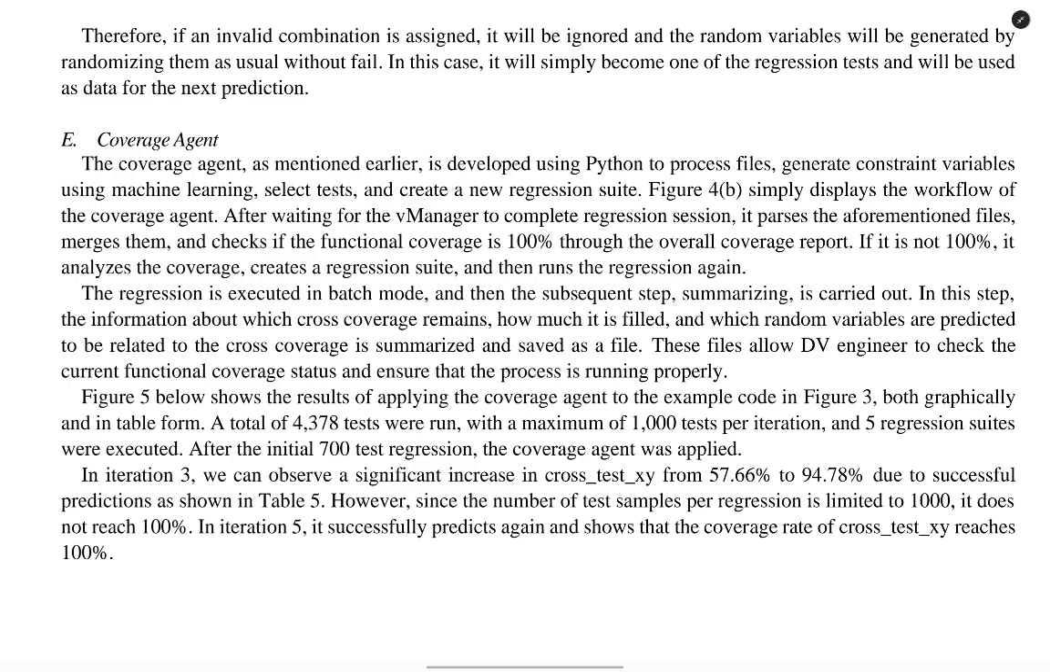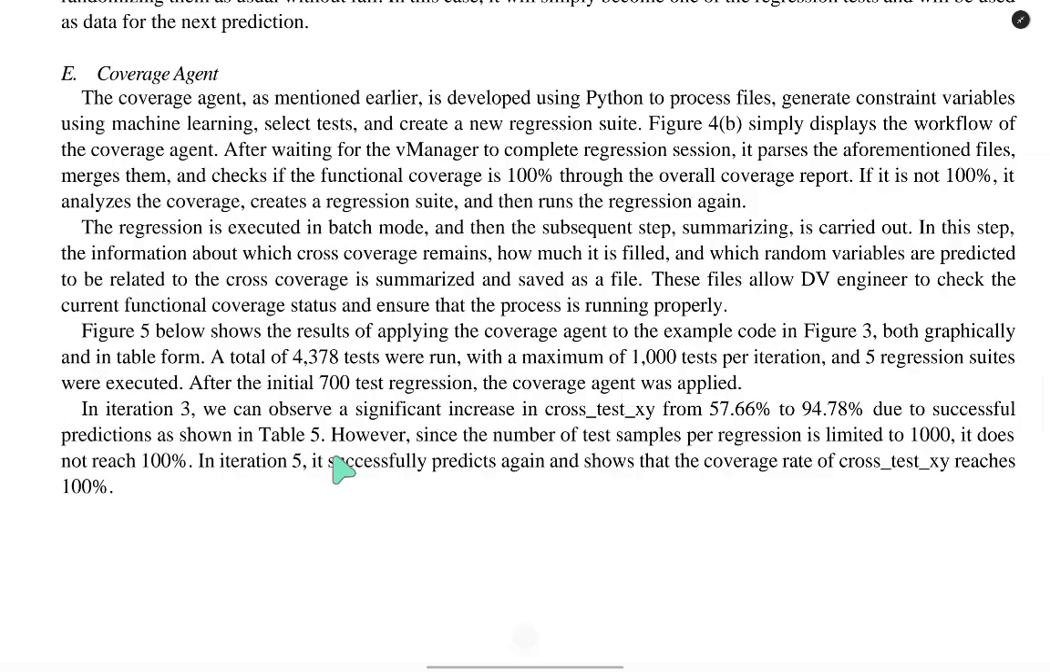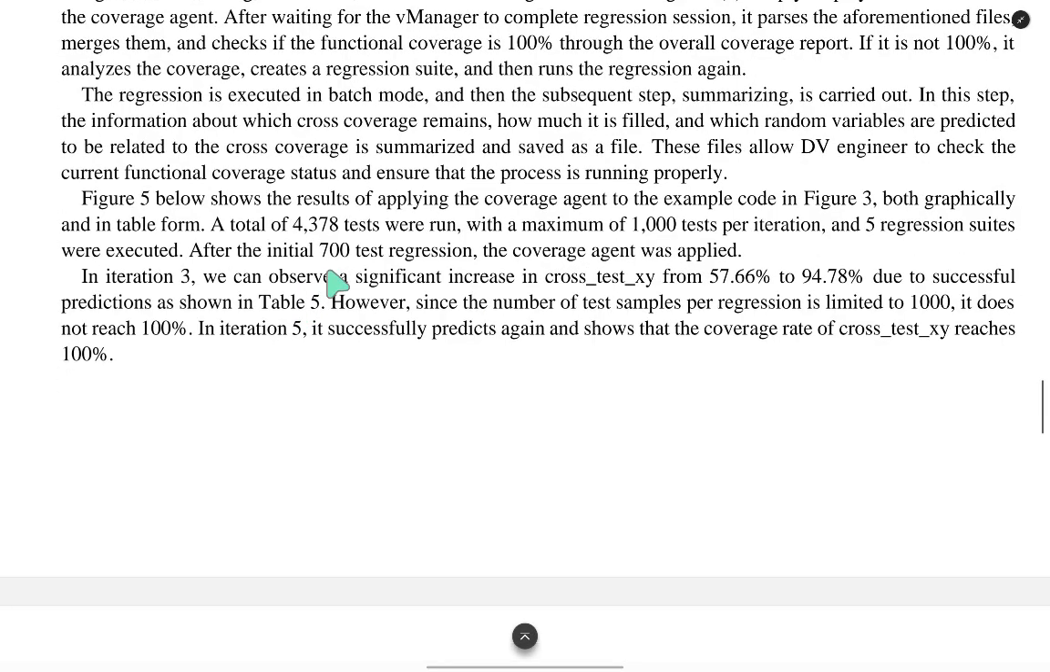A total of 4,378 tests were run with a maximum of 1,000 tests per iteration, and 5 regression suites were executed. After the initial 700 test regression, the coverage agent was applied. In iteration 3, we can observe a significant increase in cross-test XY from 57.66% to 94.78% due to the successful predictions, as shown in table 5.